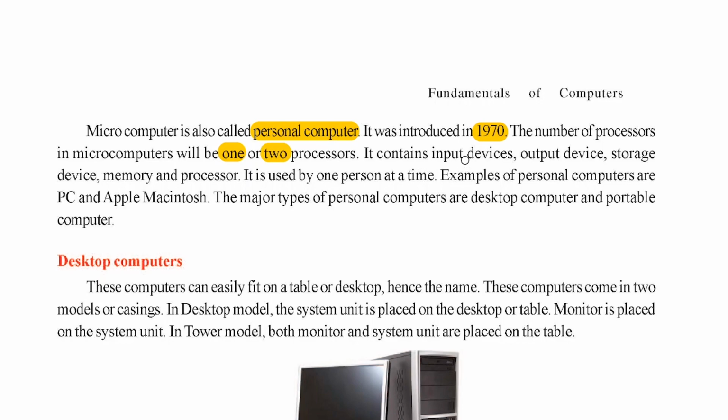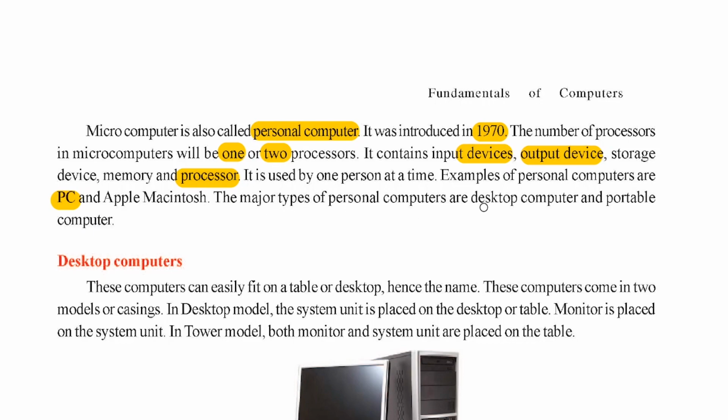It contains, as usual, an input device, an output device, a memory or storage device, and of course a processor. It is used by one person at a time. An example of personal computers, or PCs, whatever type of PC we are using now, is the Apple Macintosh. It's also an example of personal computers.